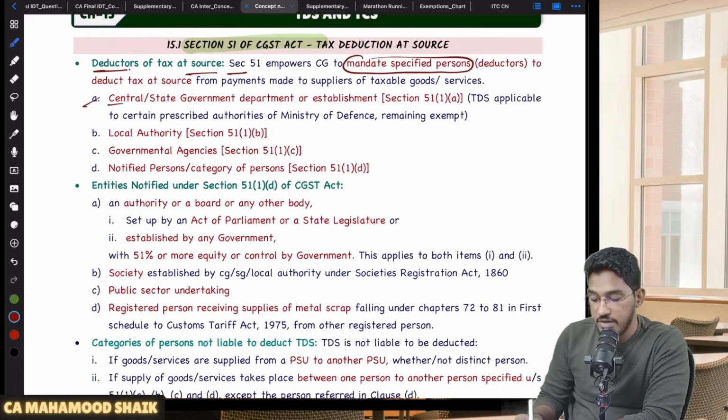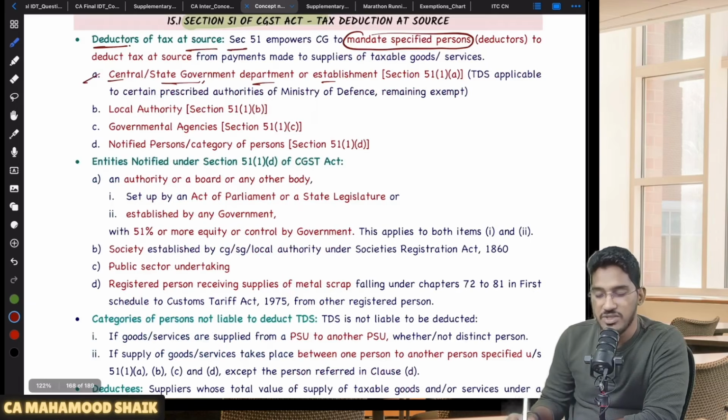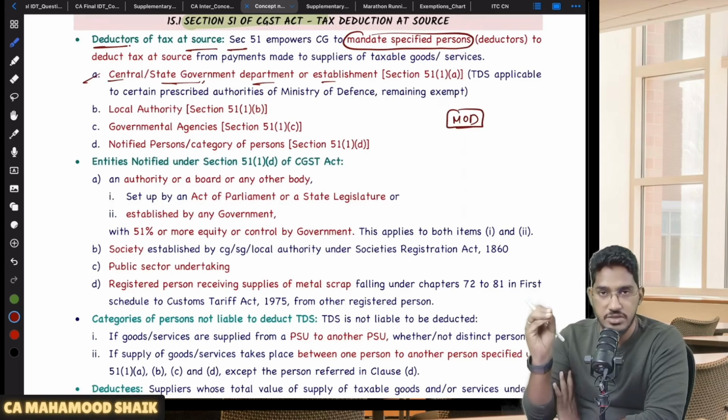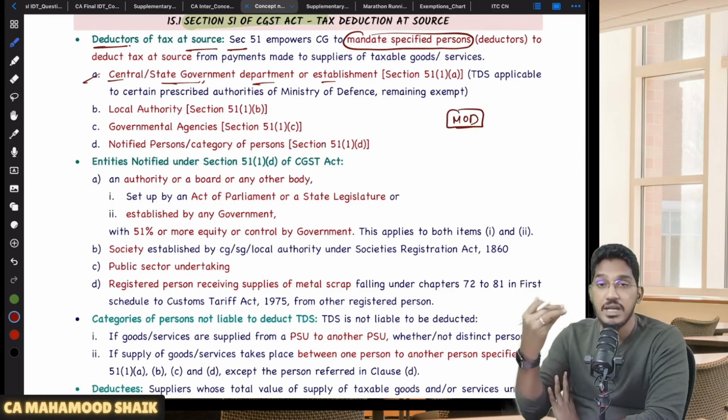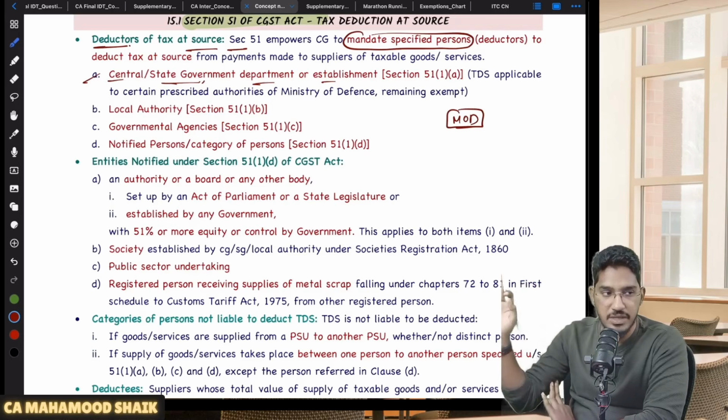Number 1, central or state government department or establishment. Department or establishment of central government or state government, except a few departments of the Ministry of Defense. The Ministry of Defense is also a department of the central government, but TDS provisions will not become applicable for all its departments. Only for specified departments of the Ministry of Defense will TDS become applicable. Remaining departments of the Ministry of Defense are exempted. For all other departments, TDS will become applicable.